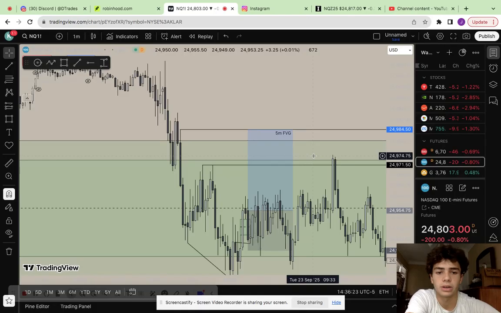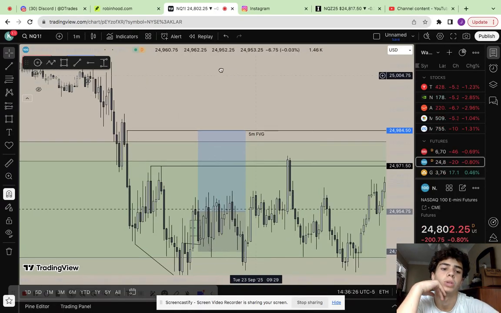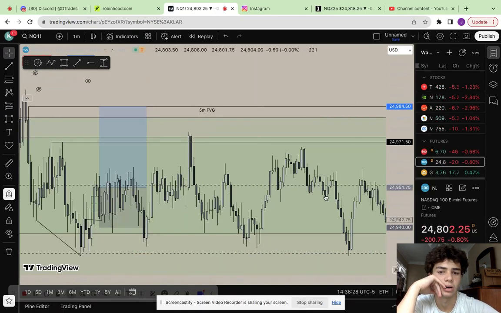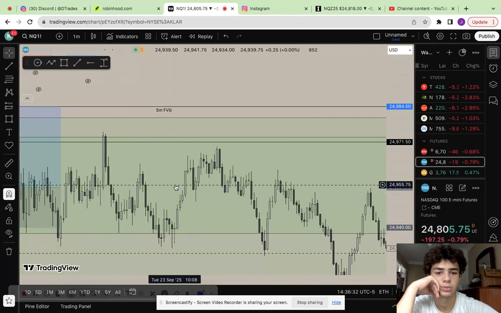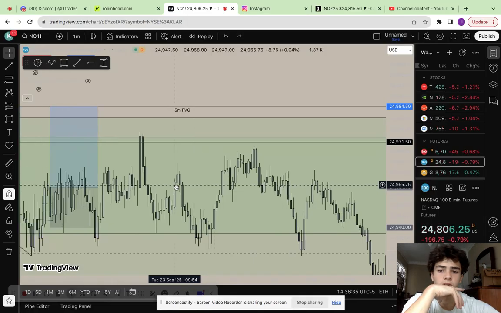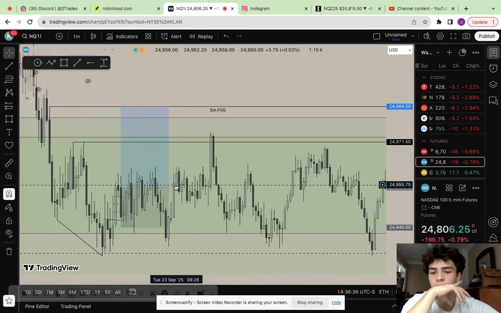We ended up chopping the rest of the day, and we ended up pushing lower later. But as you can see, we kind of just stayed in this range for a super long time, super choppy. These are days you should preserve your capital.